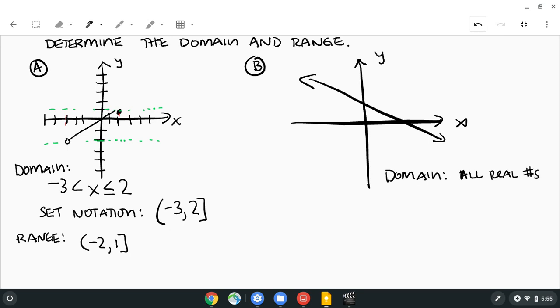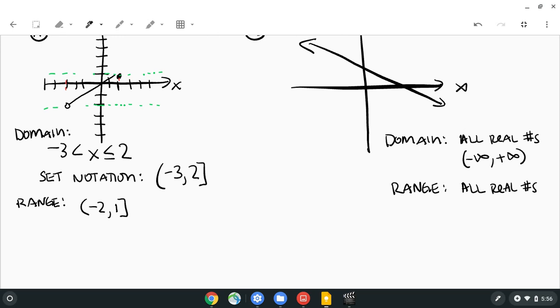All real numbers. The way we do our set notation is we say from -infinity to +infinity. I think in WebAssign, you don't need to put the positive for the positive infinity. When we look at the range, it's the same thing. It's all real numbers because it just goes on forever downward, forever upward, so you're going to hit all of the numbers on the y-axis number line. So here, -infinity to +infinity. Again, for the positive infinity, you can put the positive or not.